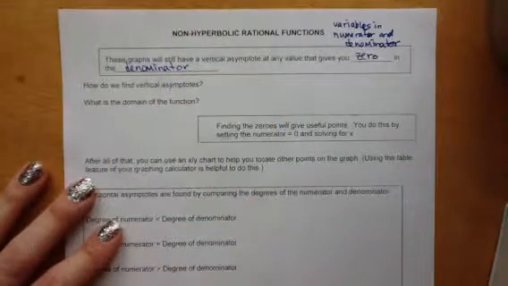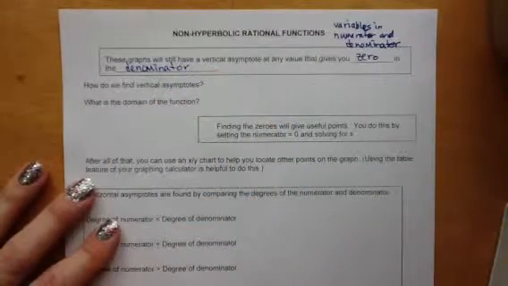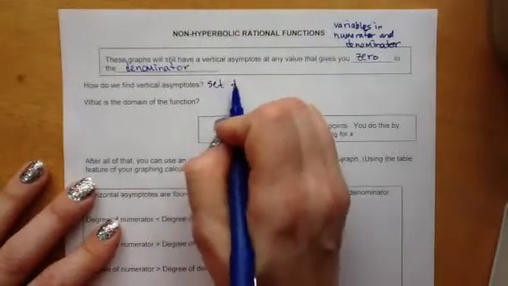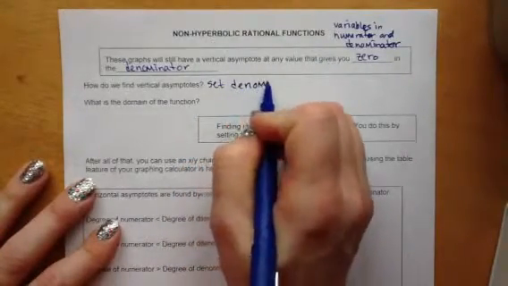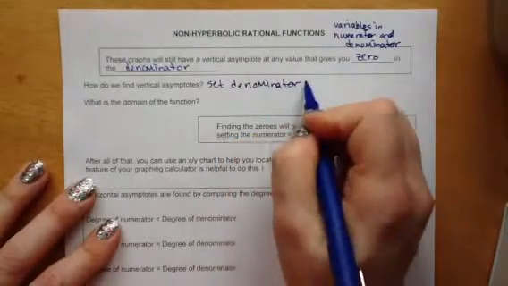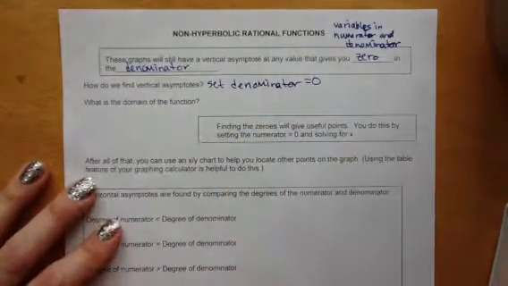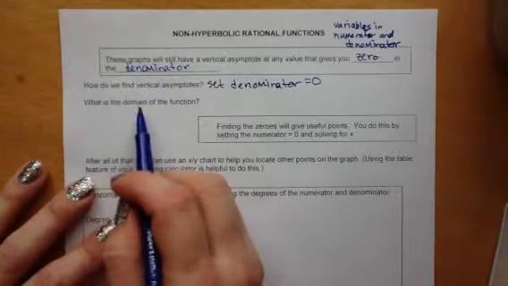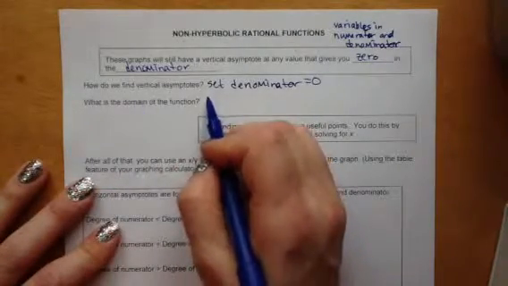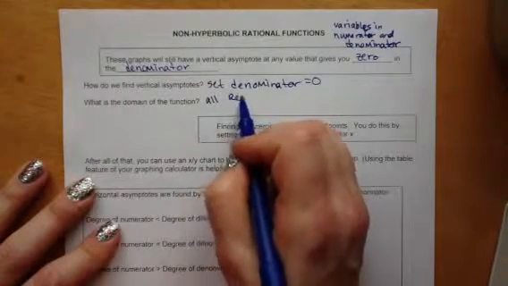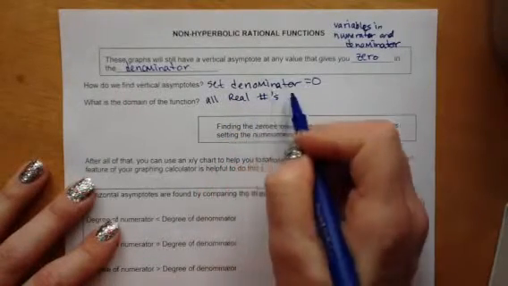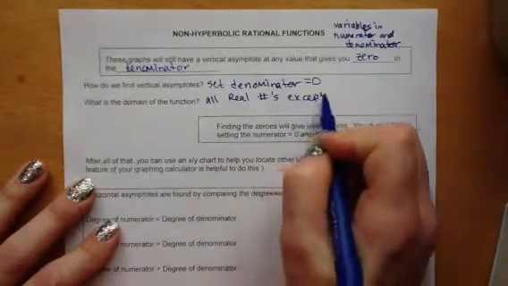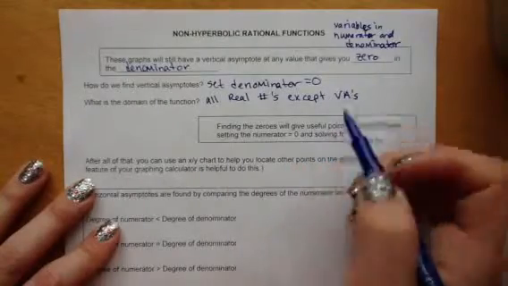So how are we going to find vertical asymptotes? Well, the easiest way to find a vertical asymptote is just to set the denominator equal to 0. And any values that you get will be a vertical asymptote. The domain of the function will be all real numbers except any x values that give you vertical asymptotes.